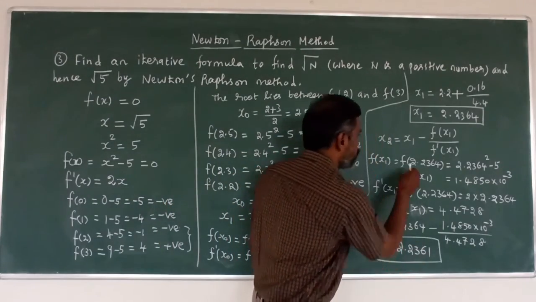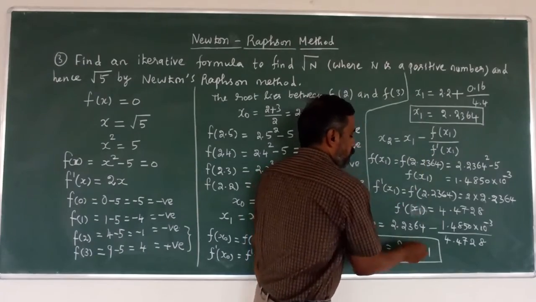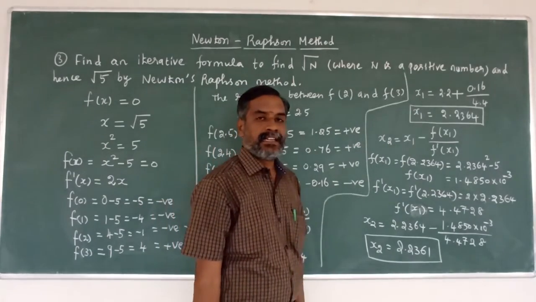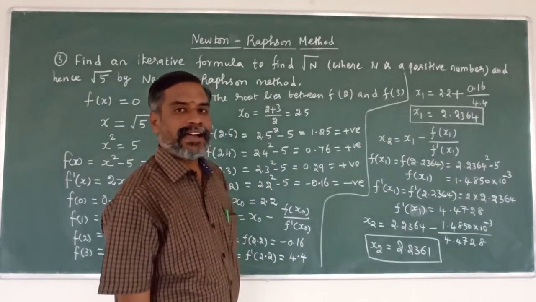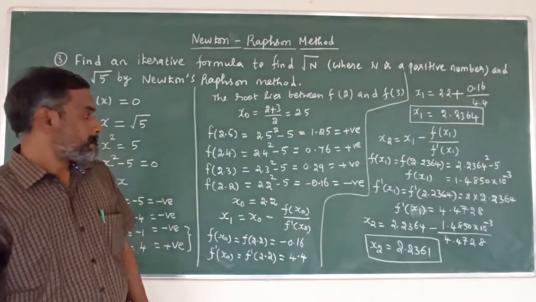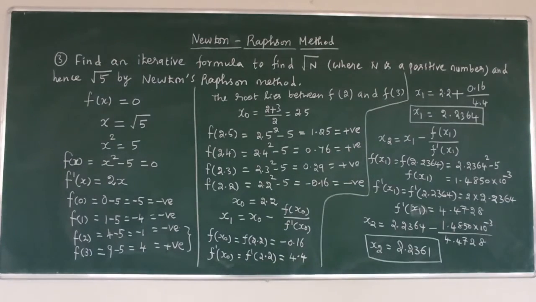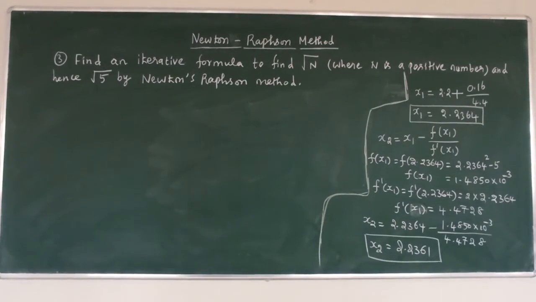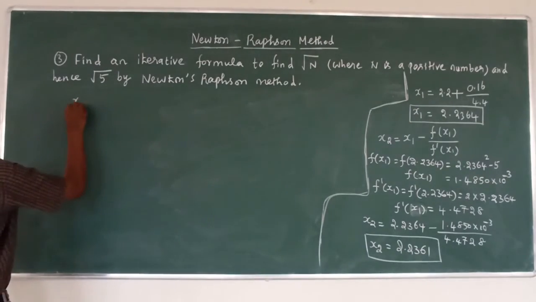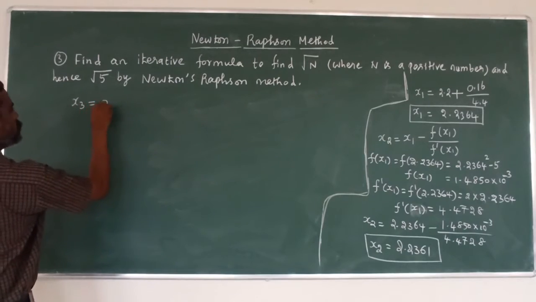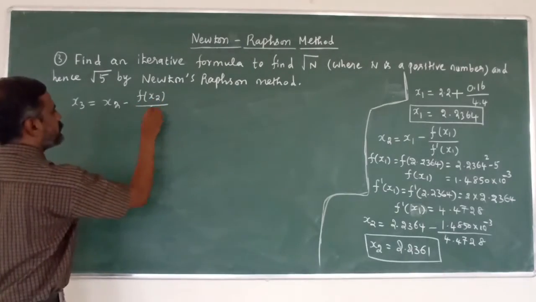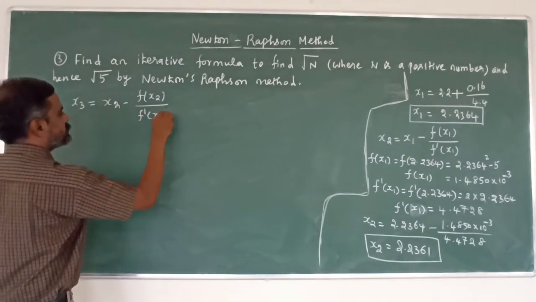Now compare with the first iteration. Both results are not the same. So to substitute n value 2 in the formula. Now the formula: x3 equal to x2 minus f of x2 divided by f dash of x2.